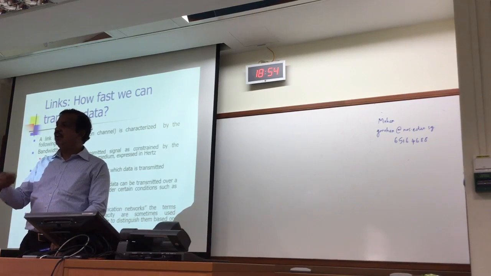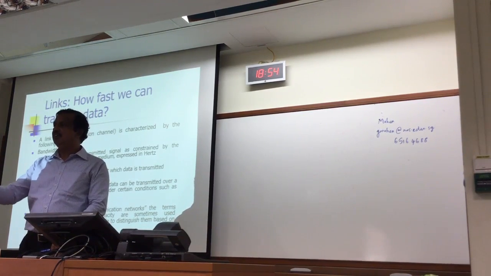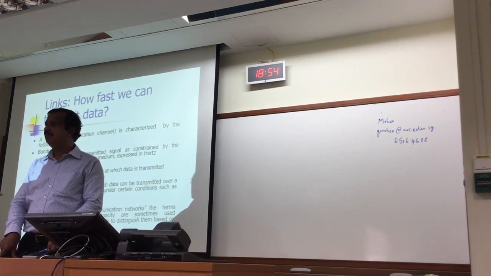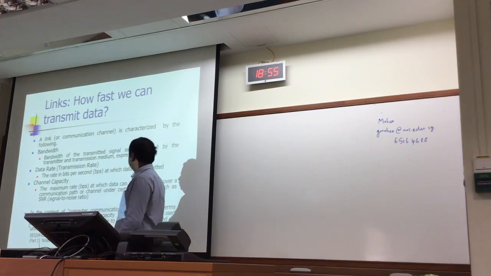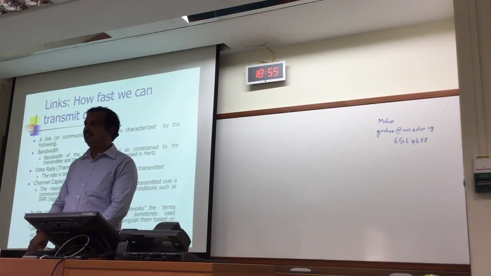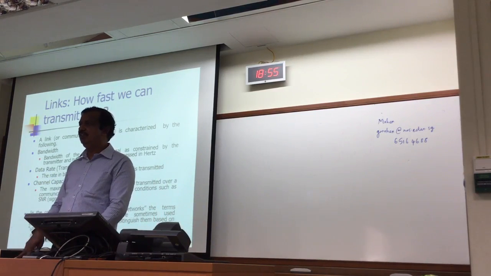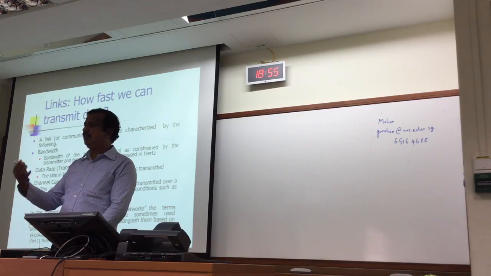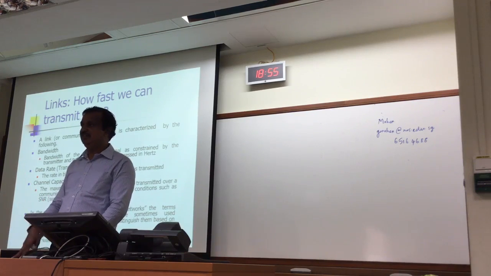So how many bits can you put on the link? How fast can you do it? That's the transmission rate. That is measured in bits per second. Mbps, Gbps. When you have a broadband connection at home, the provider will say 100 Mbps. You can have a 100 Mbps broadband service, or 1 Gbps. Basically, they refer to the data rate in bits per second.